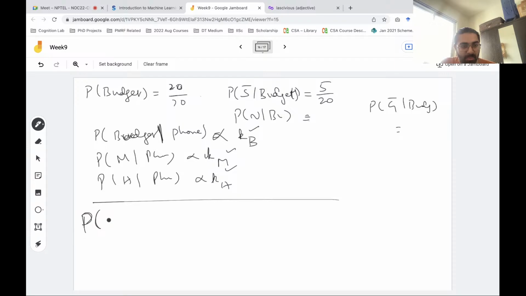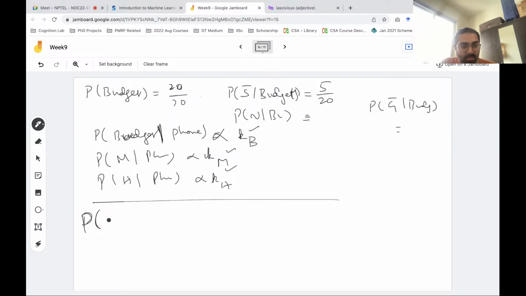Now, how do you solve for this temperature and humidity issue? We're saying that continuous features are Gaussian distributions. So P of temperature given not playing, this is some Gaussian.